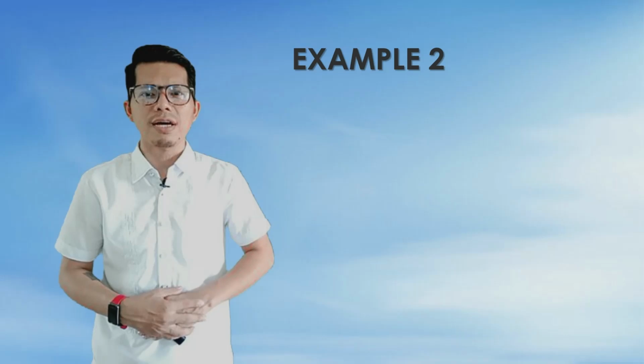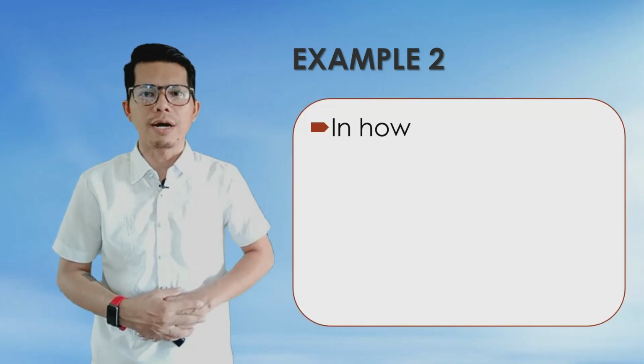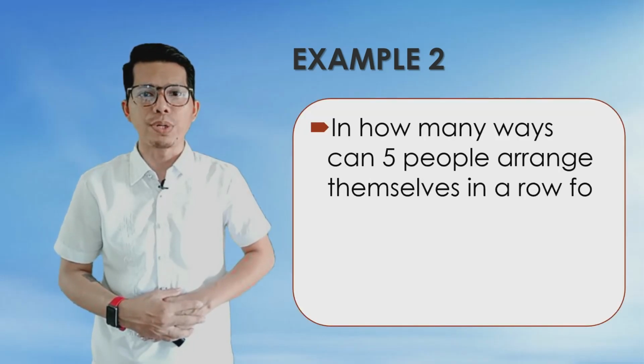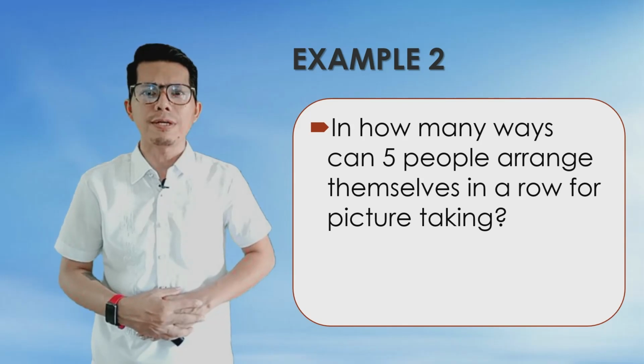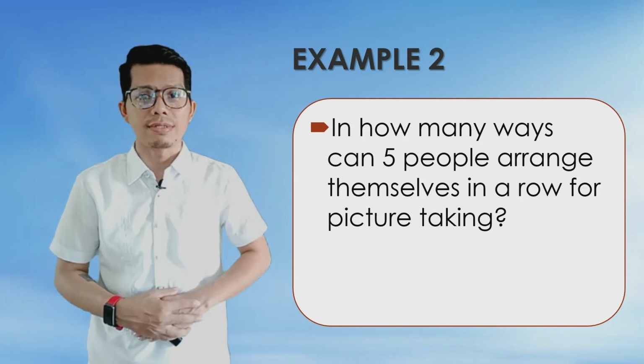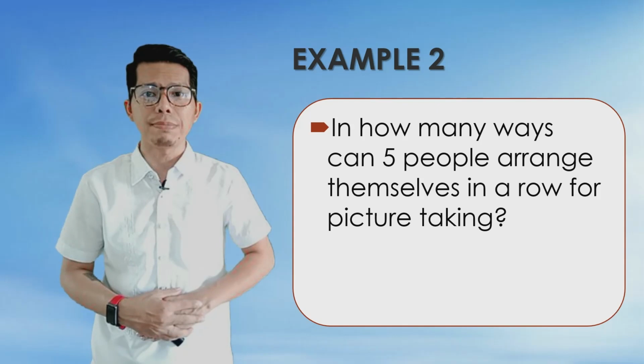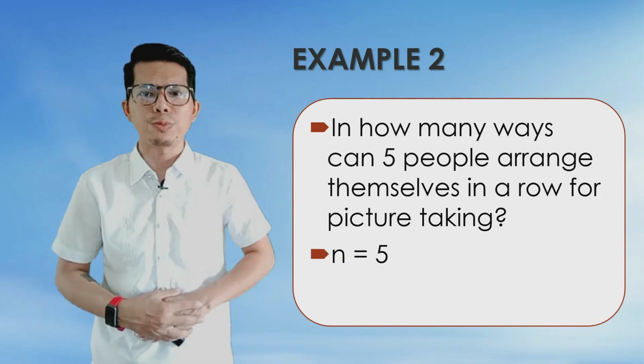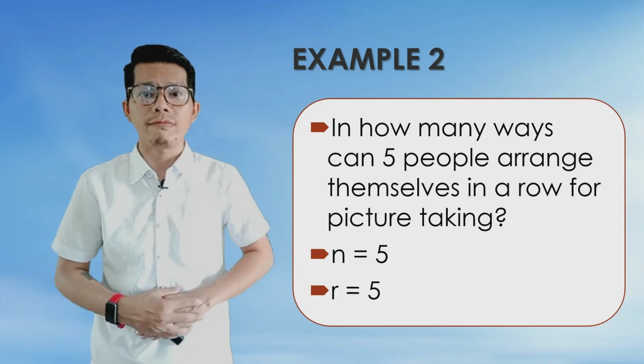Okay, let's have another example. In how many ways can 5 people arrange themselves in a row for picture taking? In this case, there are 5 people, so n is equal to 5. And all of them will be selected, therefore r is also equal to 5.